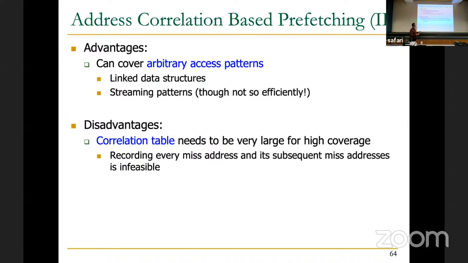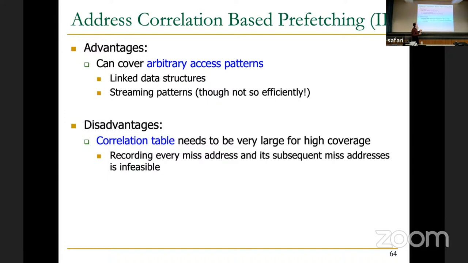But assuming this exaggeration, if you really want to cover all the misses in that linked list, your correlation table needs to be huge. And this is always a problem with this sort of prefetching. Recording every miss address and subsequent miss addresses is really infeasible.